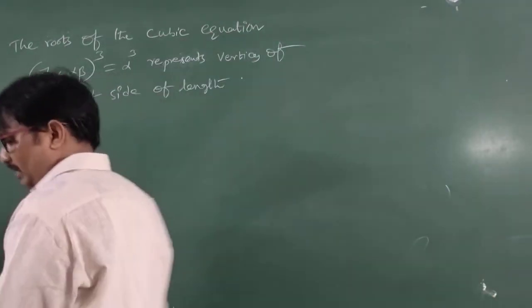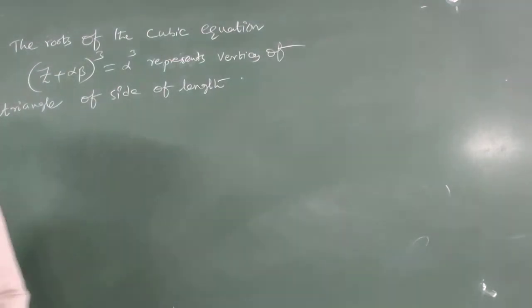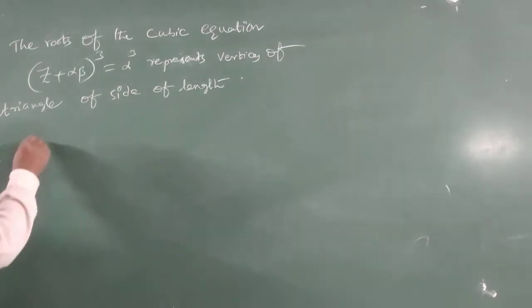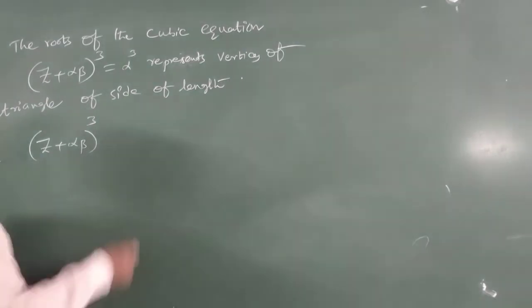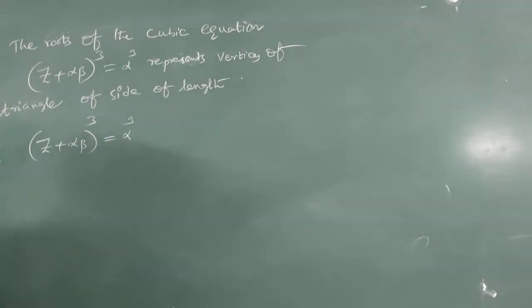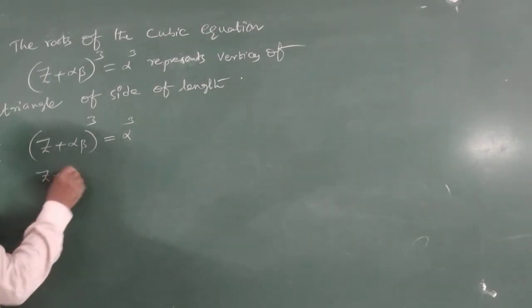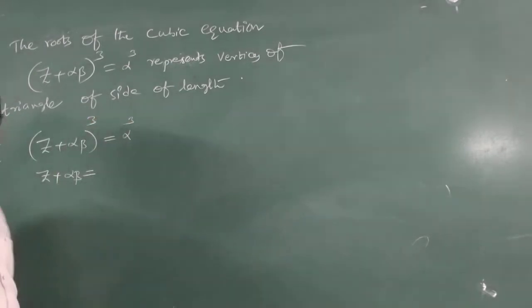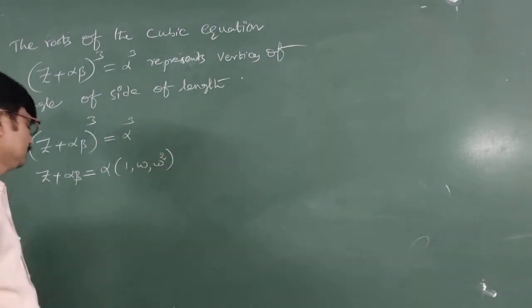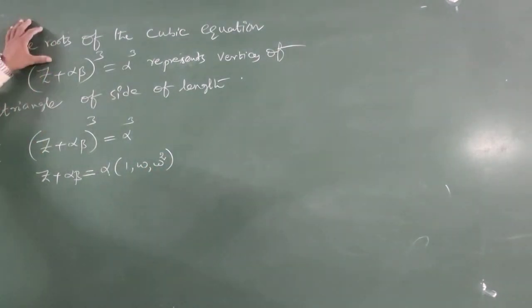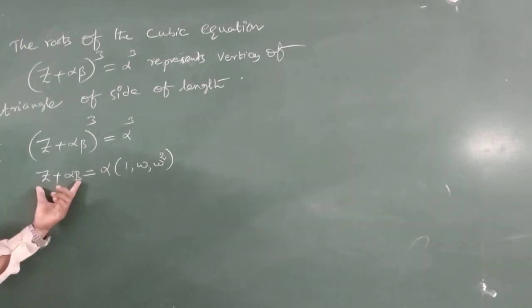Dear students, what do we observe? Here the cubic equation is (z plus alpha beta) whole cube equal to alpha cube. So when we take (z plus alpha beta) cube equal to alpha cube, the cube roots are alpha times 1, omega, omega square. So when we take the three roots, we can apply the modulus.